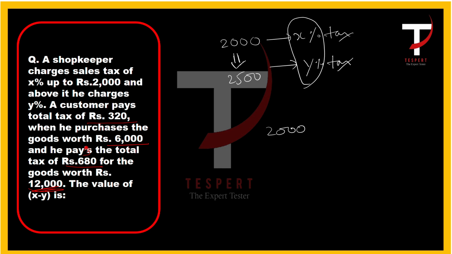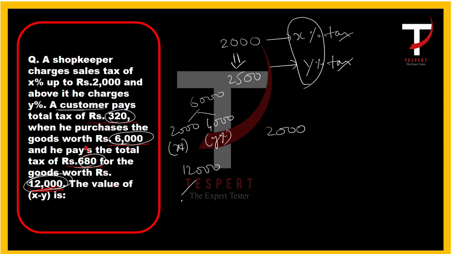Here the customer pays 320 rupees as tax when he purchases 6000 rupees, and he pays 680 rupees as tax when he purchases 12,000 rupees. For 6000, for the first 2000 rupees he pays x% tax, and for the remaining 4000 rupees he pays y% tax. In the 12,000 case, the person pays x% for the first 2000 rupees, and for the remaining 10,000 rupees, he pays y% tax. This is the meaning of the question.